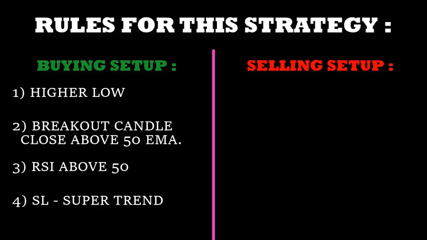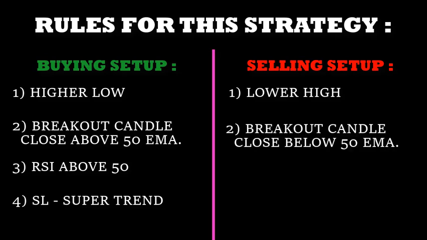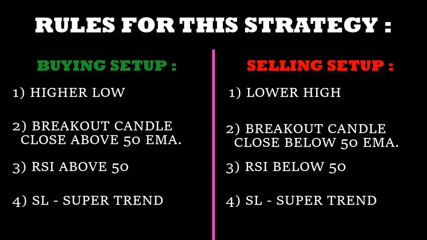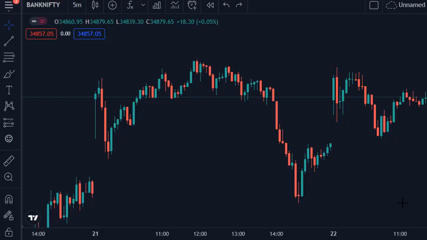For the selling setup, number one rule is a lower high should be there before the breakdown. Second, the breakout candle should close below the 50 MA. Third, RSI below 50 is a must. And fourth, for stop loss we have to use the Super Trend indicator. So now we will see the detailed strategy and examples.